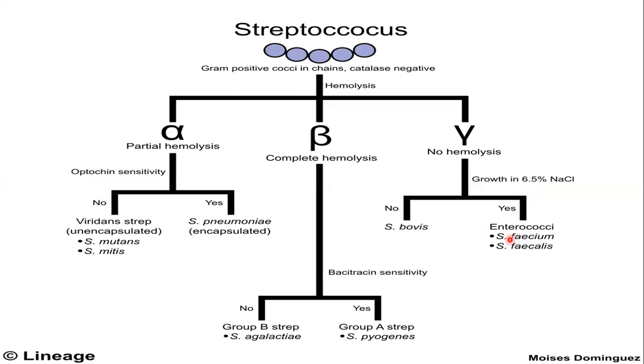We classify them under the enterococci, and those non-resistant to the effects of salt, we have Streptococcus bovis. Bovis is actually a normal flora in the oral cavity of cats and dogs. So before, we termed it as Enterococcus faecium, Enterococcus faecalis, but the new nomenclature would actually term these enterococci into Streptococcus faecium, Streptococcus faecalis.